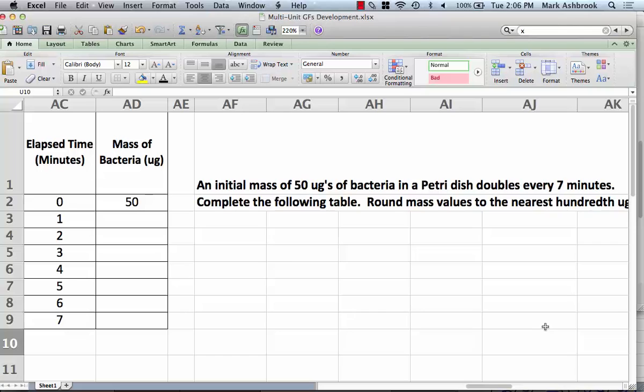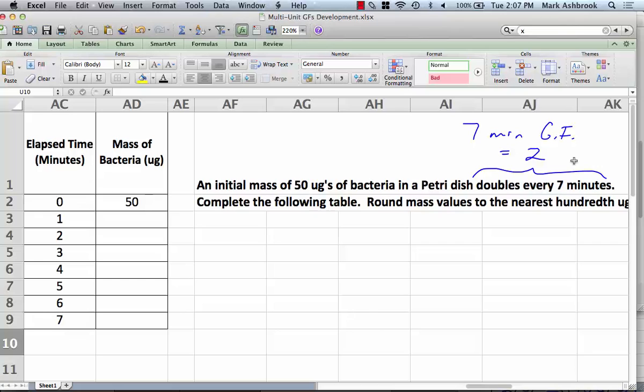An initial mass of 50 doubles every 7 minutes. So can we get a growth factor? He wants the 7-minute growth factor to be 2. What do you think? Yeah, that's it. So doubling every 7 minutes means our 7-minute growth factor is 2. Right? Because it's the multiplier on the output to get the new output 7 minutes later.